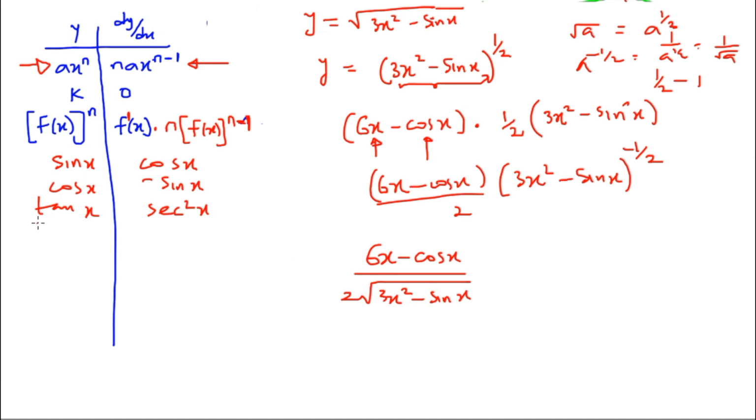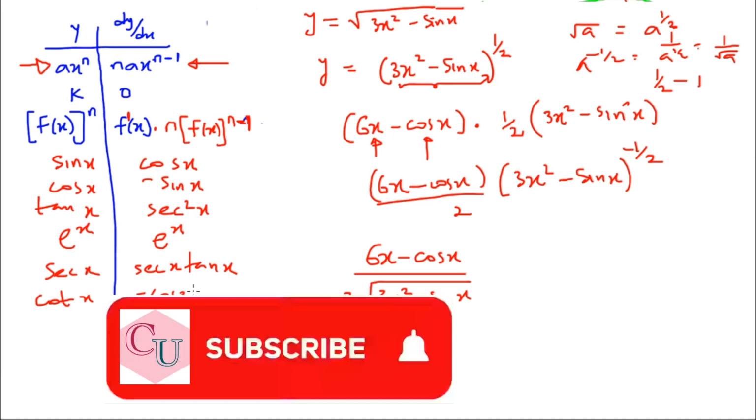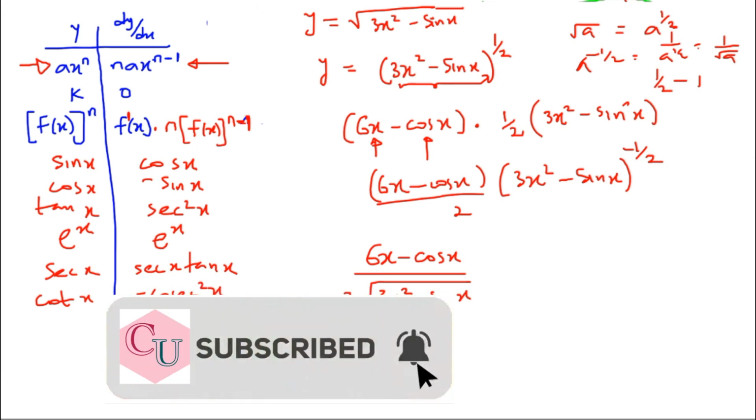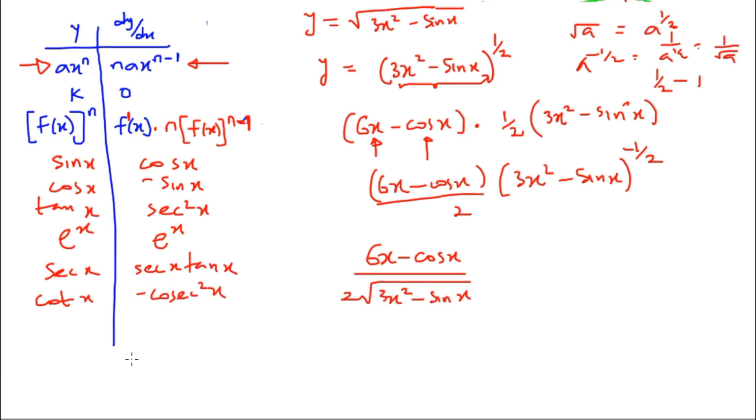Okay, let's move on. If I differentiate exponential x, I will have exponential x. Also, if I differentiate sec x, I will have sec x tan x. If I differentiate cot x, I'll have minus cosec squared x, and several others. Now let's solve some other examples.